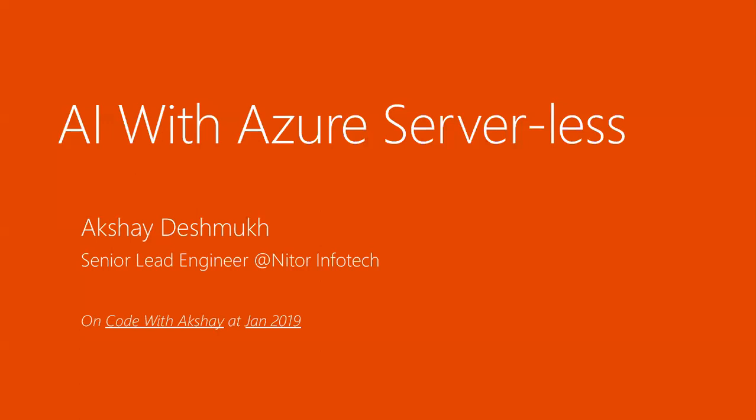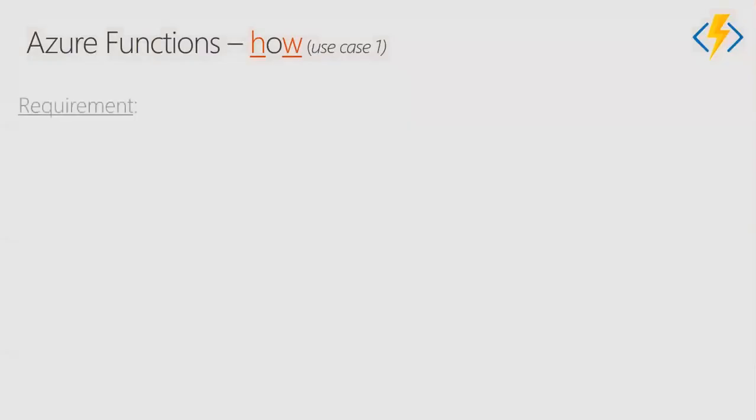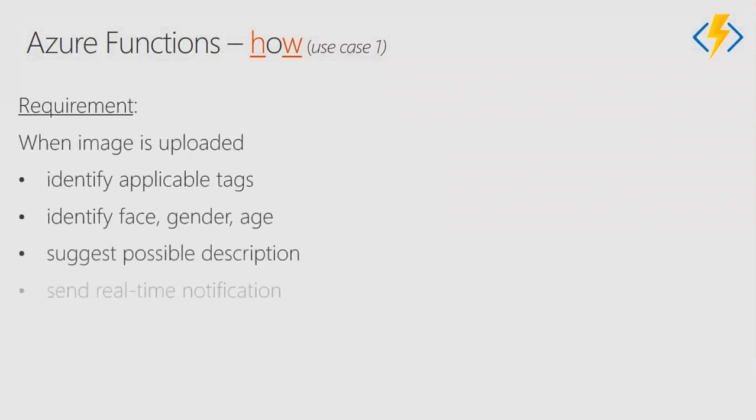Please find the use case on screen that we are going to implement. Users are going to upload images to our site. We need to analyze those images to find out appropriate tags for those images, then faces and the gender and age of those faces. Also, we need to find a suitable description for that image. And after that analysis, we need to send that information to all the clients connected to the application.